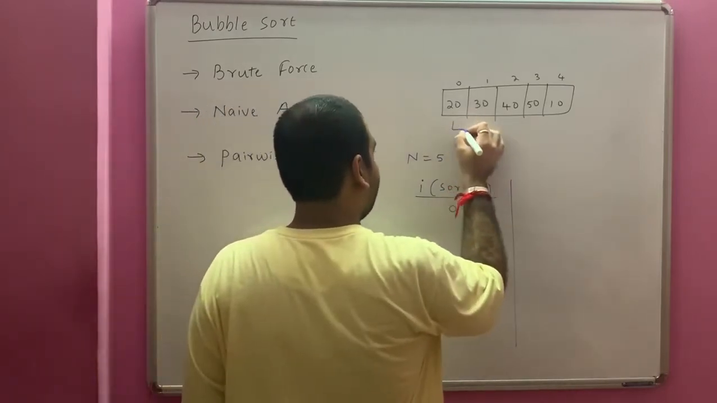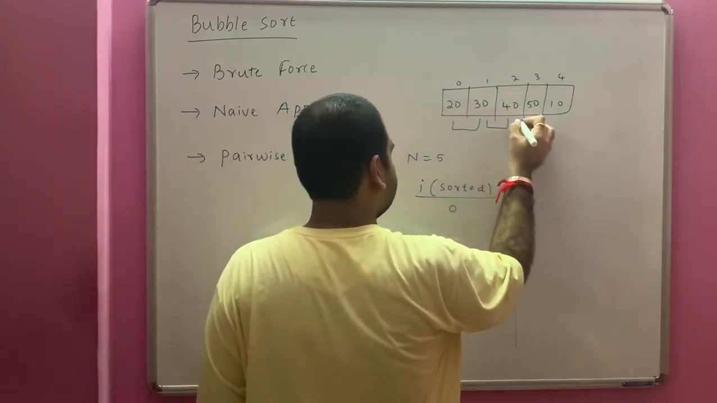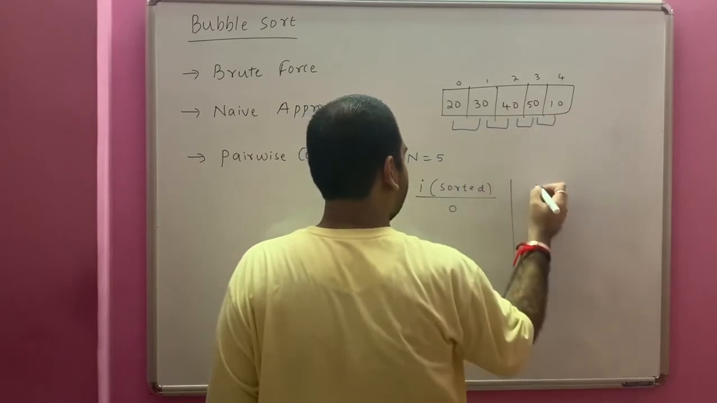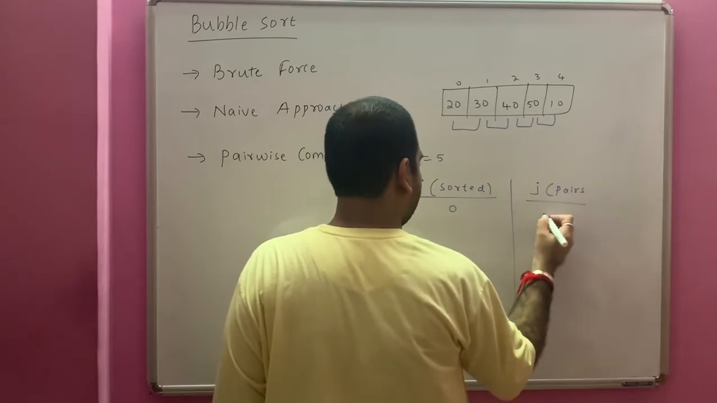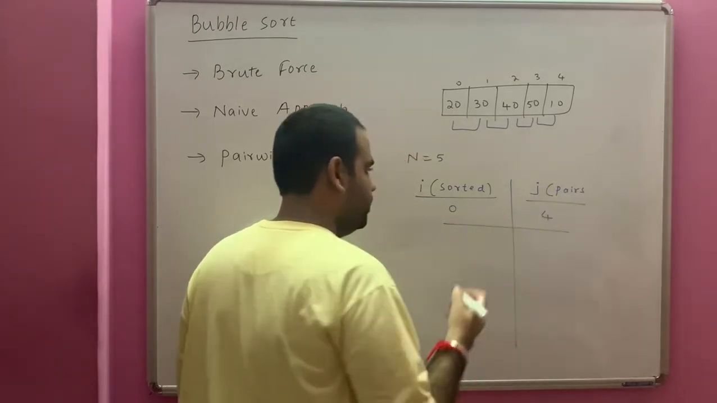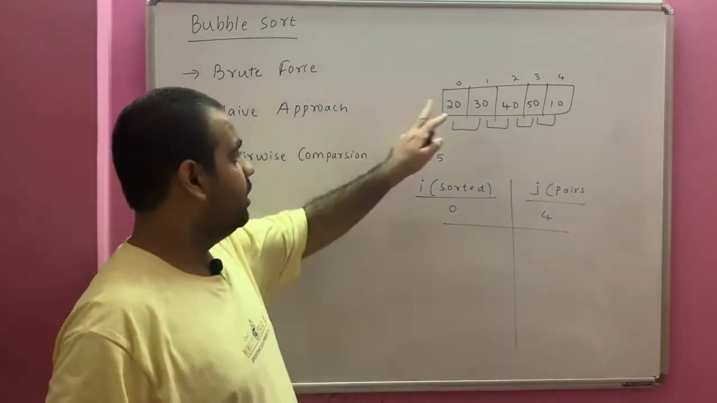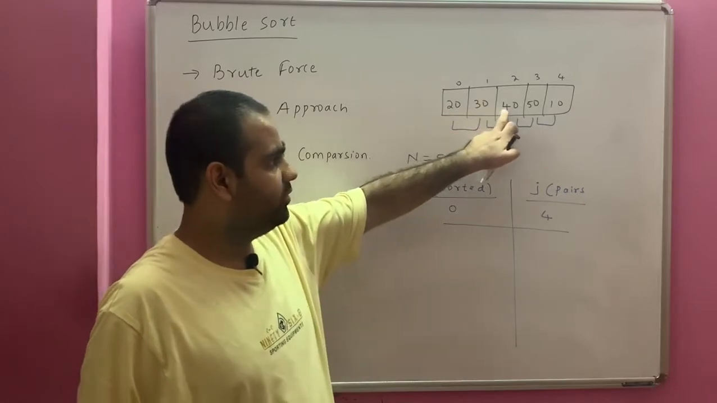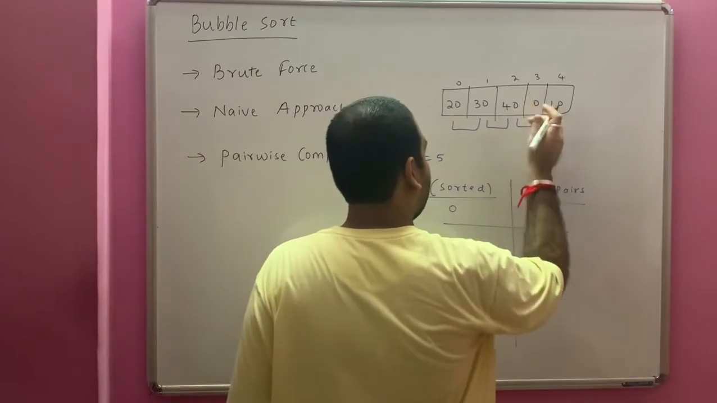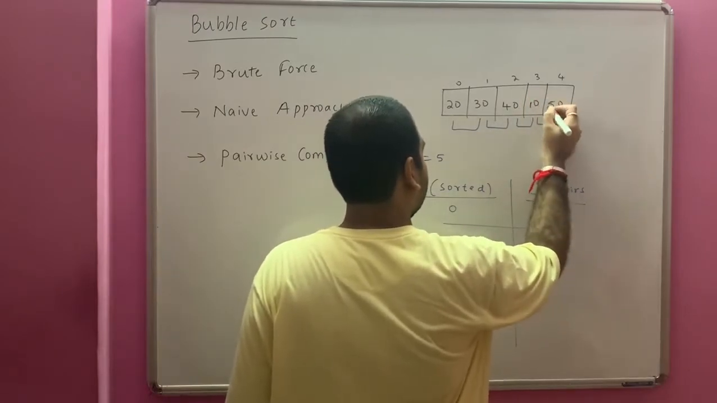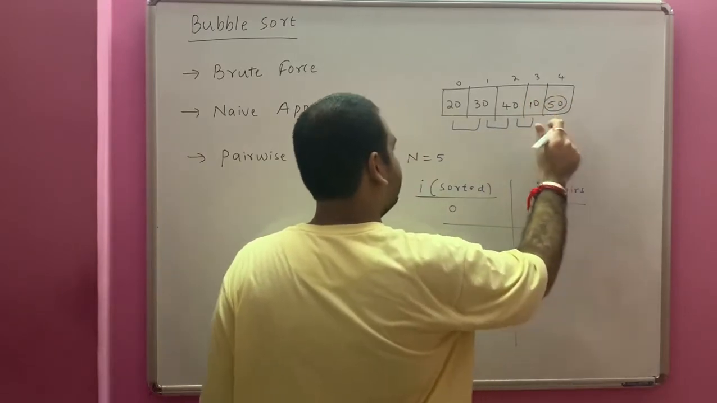Fair enough. And how many pairs are there? 1, this is 2, this is 3 and this is 4. Let j be the number of pairs. And there are 4 pairs over here. 0 elements sorted, 4 pairs. Now 20 greater than 30, no. 30 greater than 40, no. 40 greater than 50, no. 50 greater than 10, yes, therefore you swap it. 10 comes here, 50 comes here and this is sorted and you remove this.